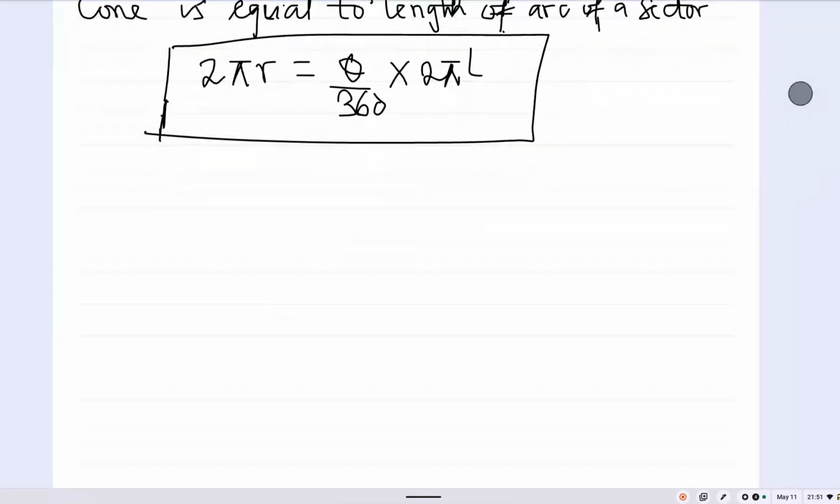All right, so now let's see an example. Now we have an example here.